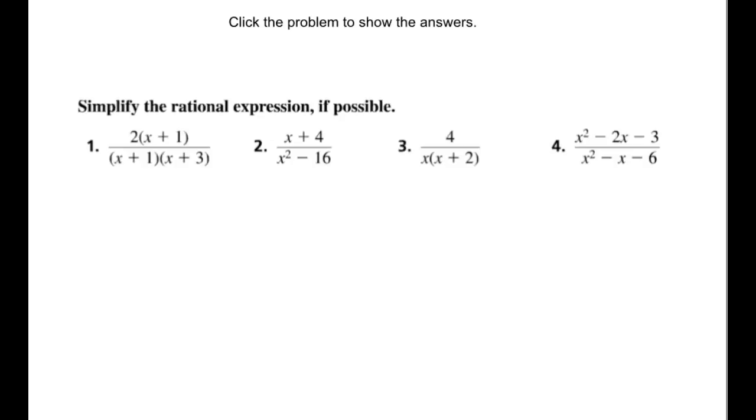So here are some monitoring progress. I want you to try it, especially number 4. See if you can first factor these and then simplify from there, because number 1's pretty easy and given to you, so see if you can factor first.